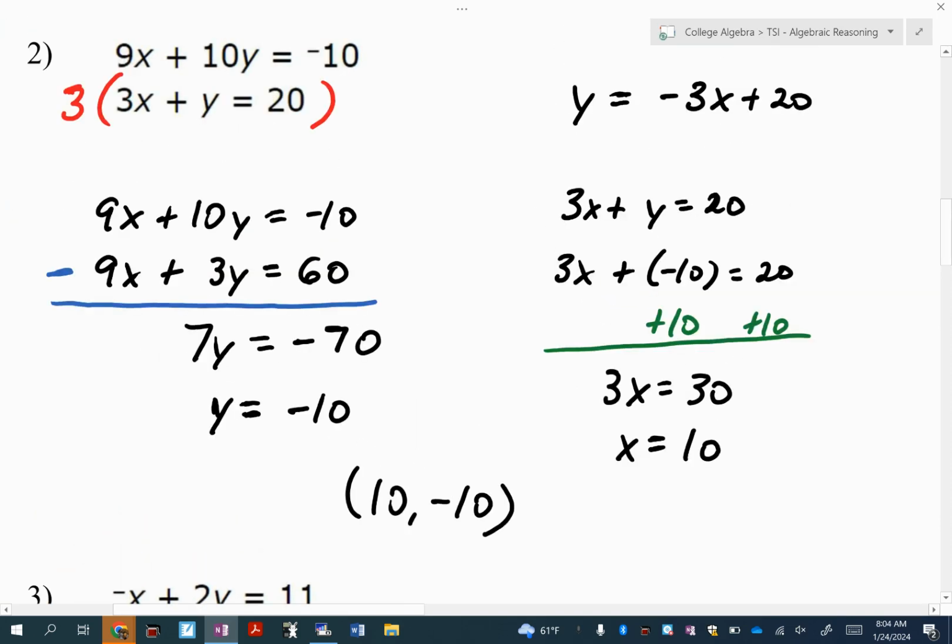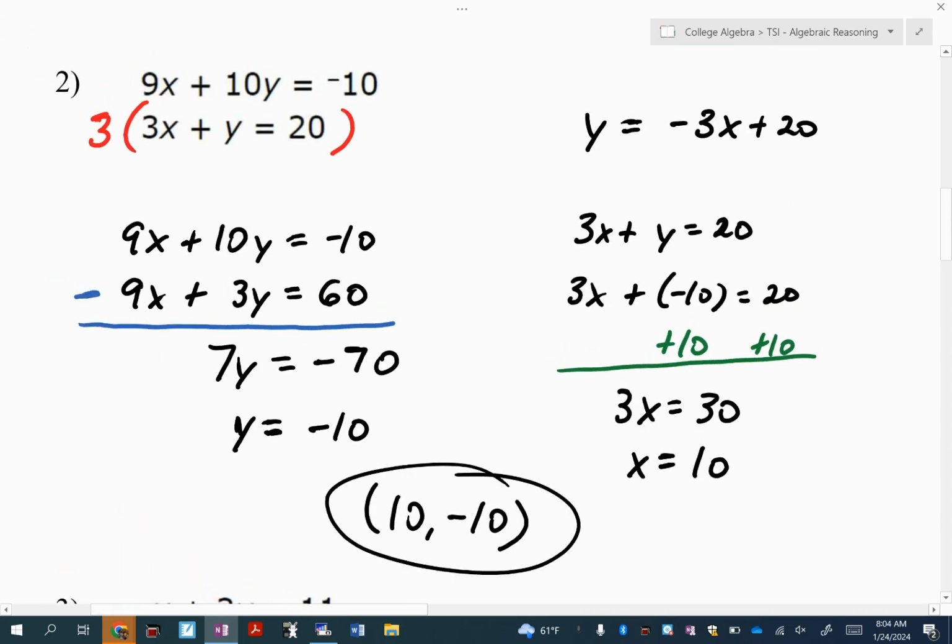I will say in teaching this a couple years ago when I used to teach Algebra 2, a common mistake I'll see from students is at the end when they're writing the answer, sometimes they'll switch the x and the y. So make sure when you write your answer, it's always x, y. All right? Even though we solved and found the y first, make sure it's x, y. All right?